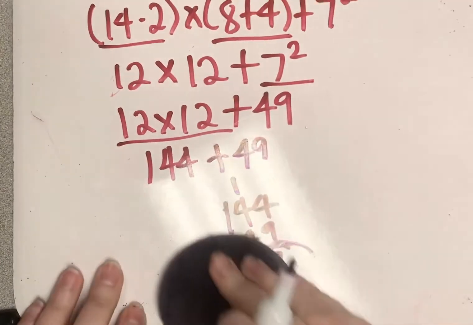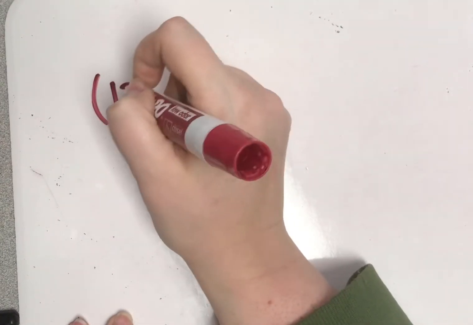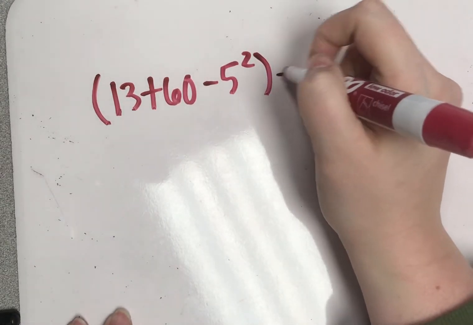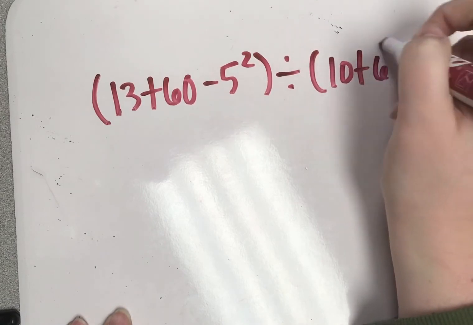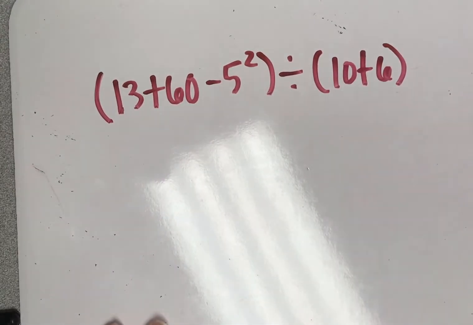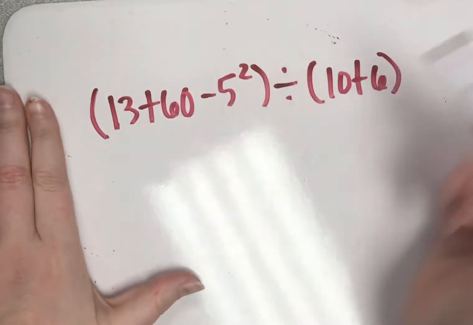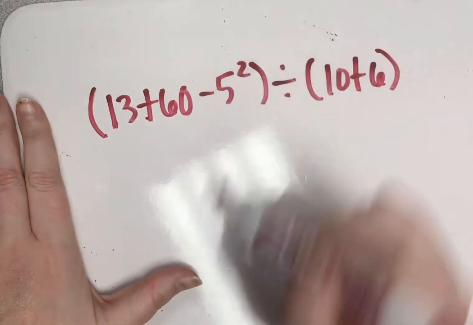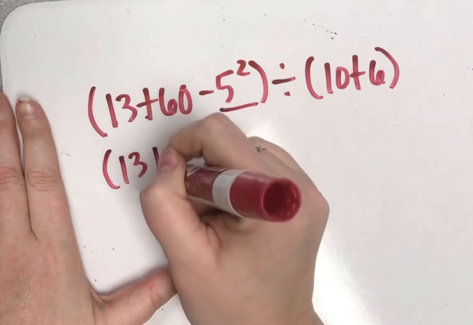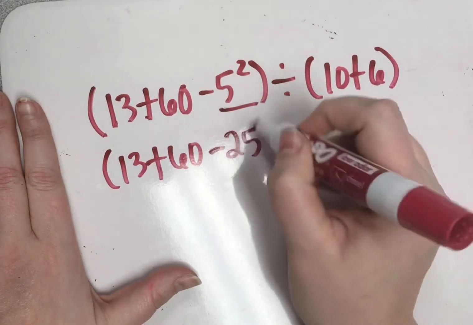Okay. And the next one, 13 plus 60 minus 5 squared divided by 10 plus 6. So again, I'm going to do my parentheses separately, but inside this set of parentheses, I actually see 3 operations. So remember, we zoom in, and we follow the order of operations inside the parentheses. So what do I do first: add, subtract, or exponents? Right, we do exponents. So we've got 13 plus 60 minus 5 squared, which is not 10, it's 25.